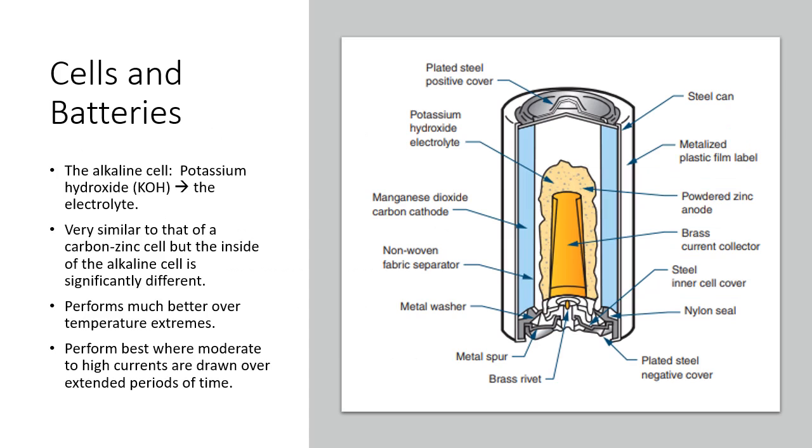The alkaline cell is named because of the highly caustic base, potassium hydroxide, KOH, used as the electrolyte. The design of an alkaline cell on the outside is very similar to that of a carbon-zinc cell. However, the inside of the alkaline cell is significantly different. As in figure, alkaline cells have an open circuit rating of approximately 1.52 volts, and an energy density of about 45 watt-hours per pound. The alkaline cell performs much better over temperature extremes than carbon-zinc cells. Alkaline cells perform best where moderate to high currents are drawn over extended periods of time.